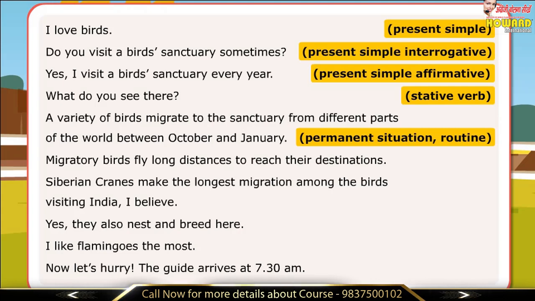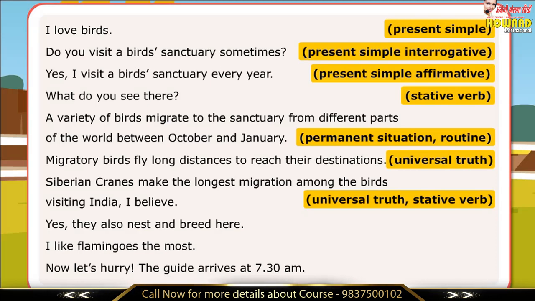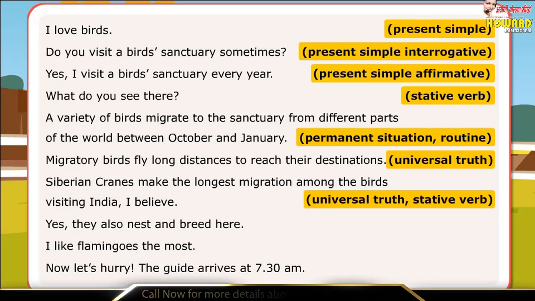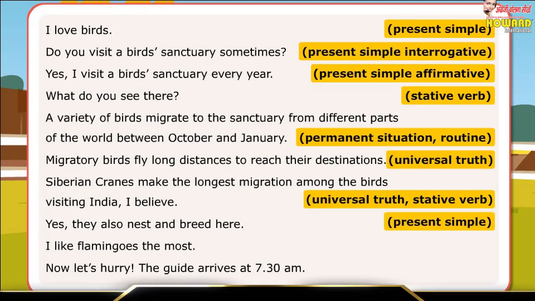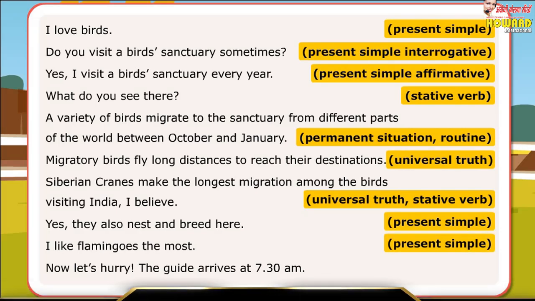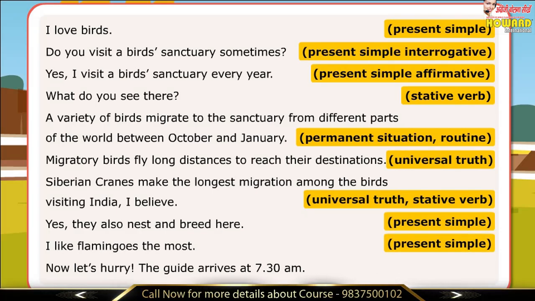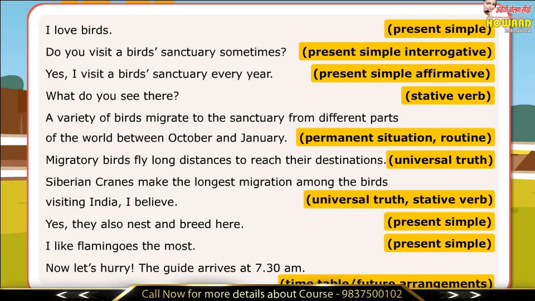Migratory birds fly long distances to reach their destinations. Universal truth. Siberian cranes make the longest migration among the birds visiting India, I believe. Universal truth, starter verb. Yes, they also nest and breed here. Present simple. I like flamingos the most. Present simple. Now let's hurry. The guide arrives at 7:30 a.m. Timetable or future arrangements.